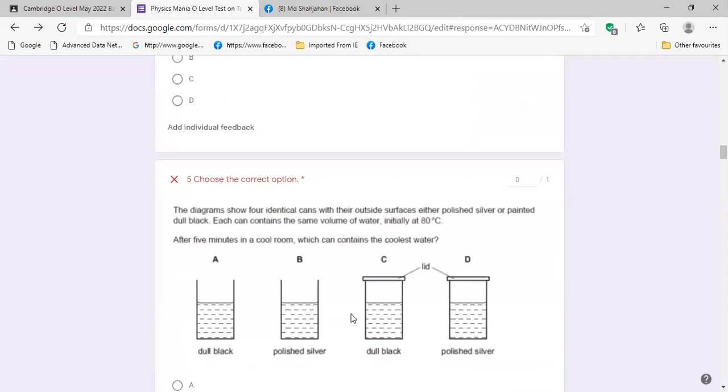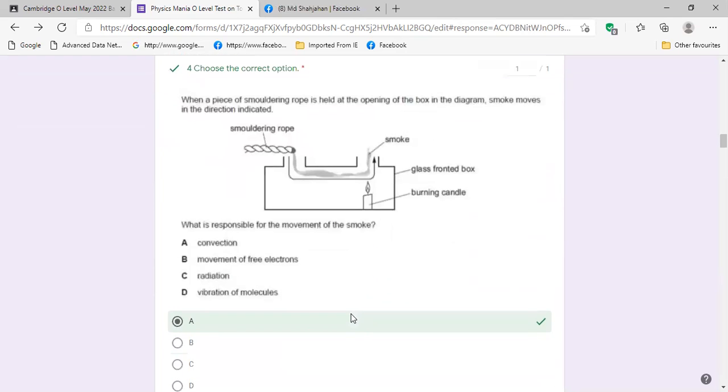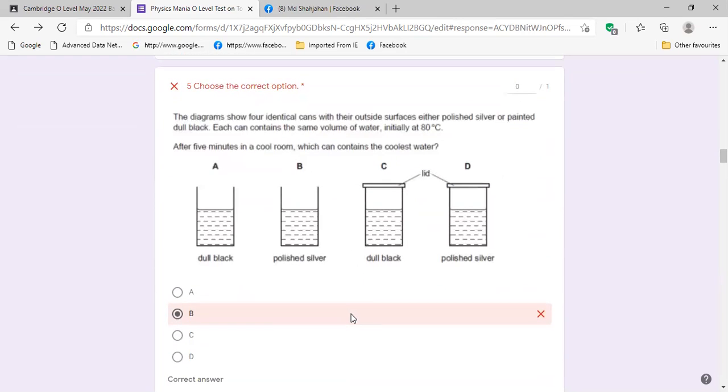We see another question. So look, this one student did wrong. This one you did correct. And this one already discussed, right? 5. Answer should be A because of dull black. Why the answer is A? Because of dull black. Dull black, you know, is a very good emitter of heat, isn't it? Very good emitter of heat. That means it will help to do the radiation process faster. Okay, is it clear?